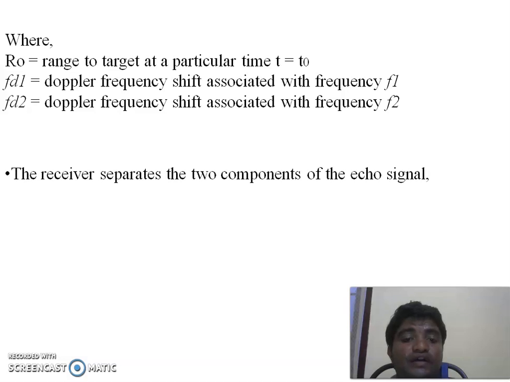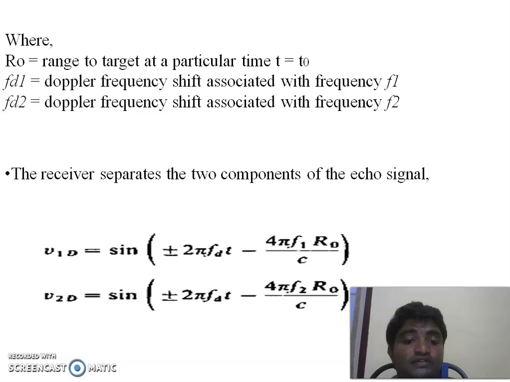fd1 is the Doppler frequency shift associated with the frequency f1, and fd2 is Doppler frequency shift associated with frequency f2. And the receiver separates the two echo signals, and after the second detector, the first component is v1t, that is equal to sine of plus or minus 2 pi fdt minus 4 pi f1 r naught by c. And the second signal is sine of plus or minus 2 pi fdt minus 4 pi f2 r naught by c. These are the signals at the output of the detector. And 4 pi f1 r naught by c is the first signal phase shift, and 4 pi f2 r naught by c is the second signal phase shift.